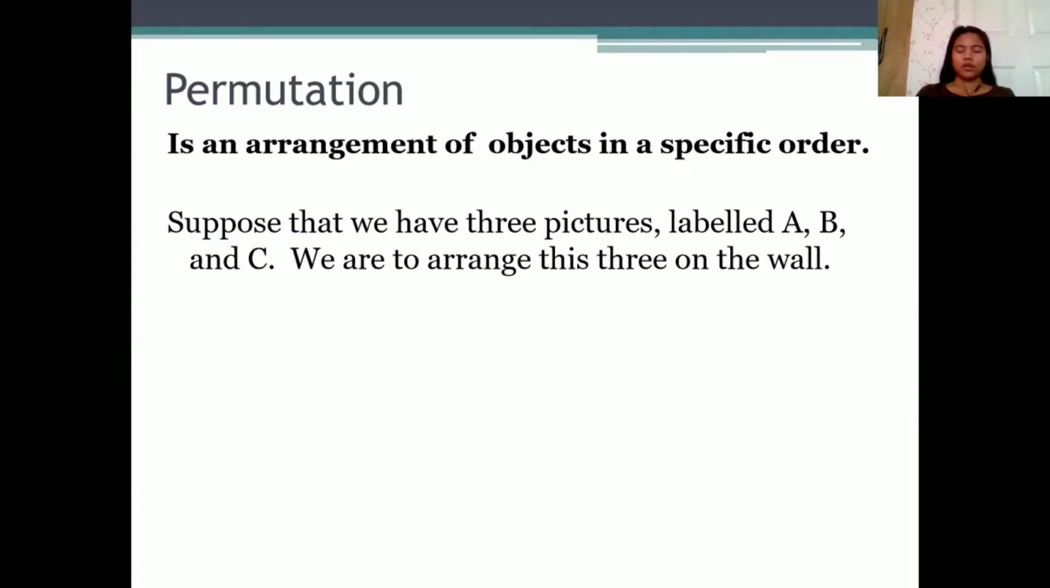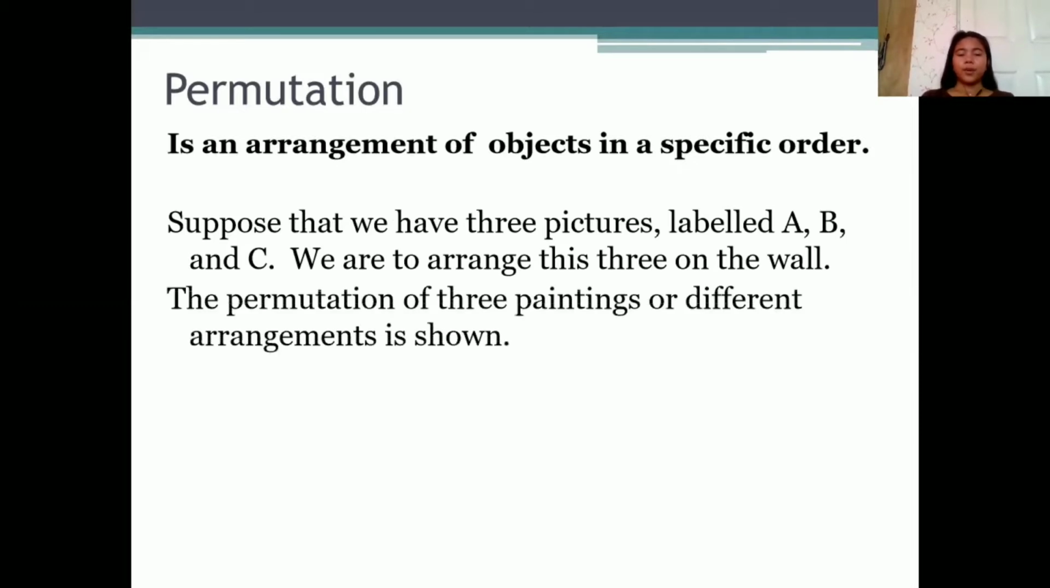Suppose that we have three pictures labeled A, B, and C. So we are to arrange these three on the wall. The permutations of the three paintings, or different arrangements, are shown. We have ABC, BAC, CAB, ACB, BCA, and CBA.